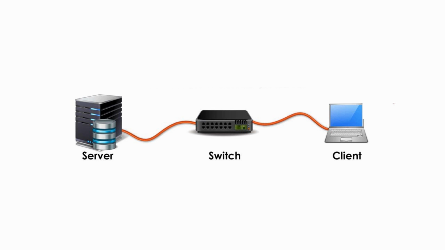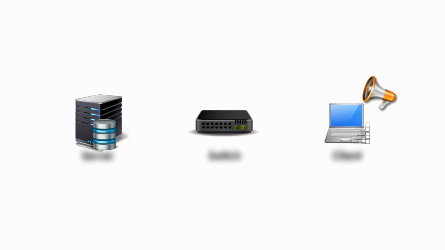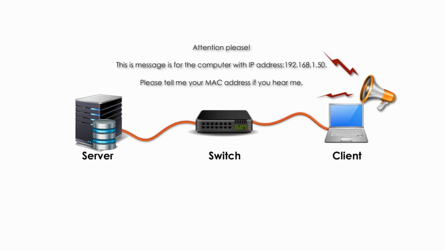Suppose no entry is found for the server. The client computer will use ARP. This is a broadcast message to the local network that says, who has the IP address so-and-so and what's your MAC address? When the server hears the broadcast, it responds, yes, I have that IP address and here is my MAC address.